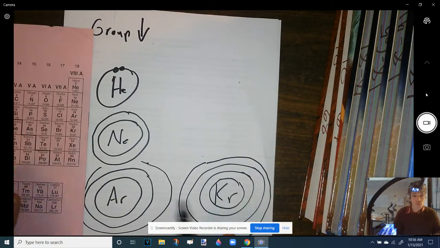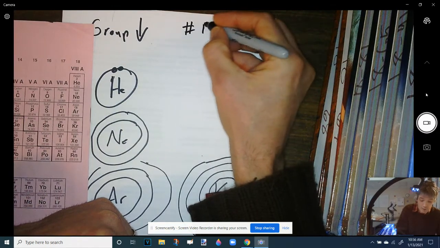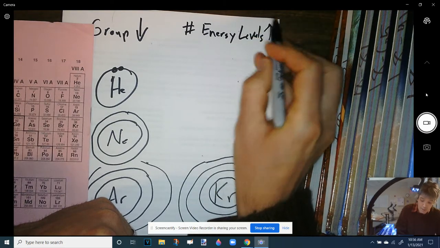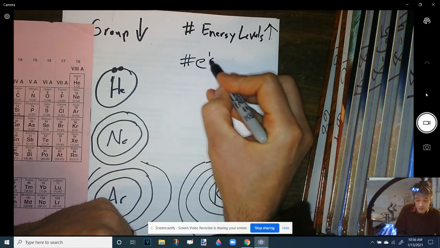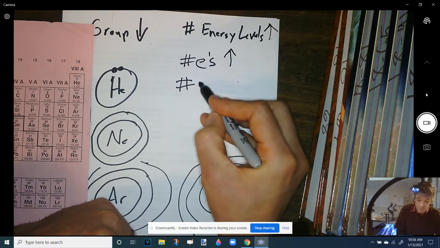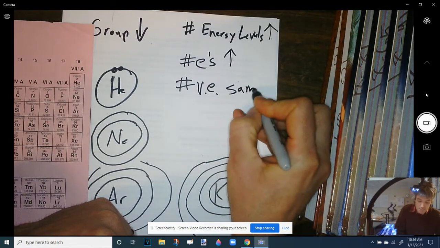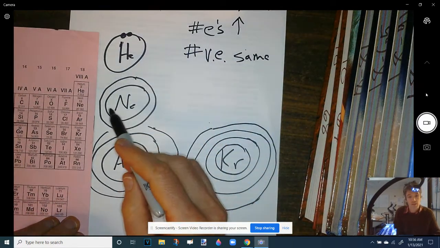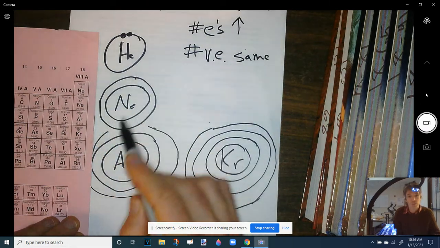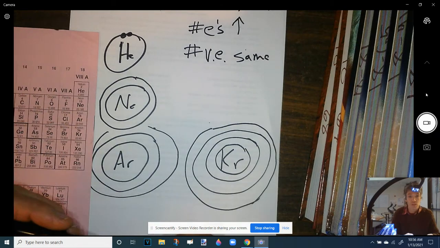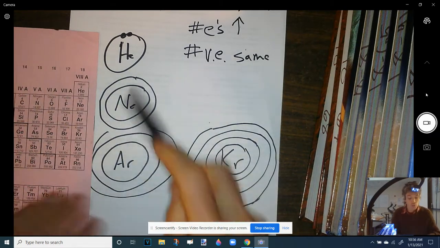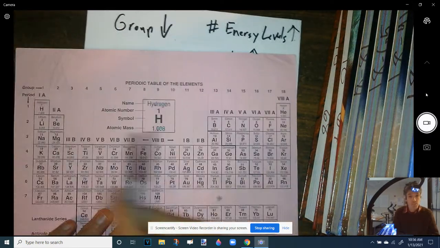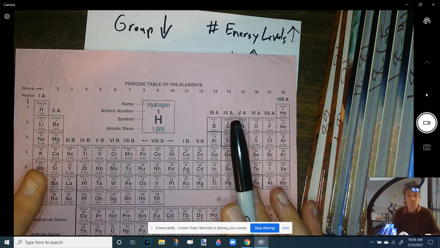So, as you go down a group, the number of energy levels goes up. The number of electrons goes up. The number of valence electrons stays the same. All of these elements, disregarding helium, which is an exception, have 8, but each one has a different number of layers, different number of energy levels. And that's the pattern. As you go down a group, the number of energy levels goes up. As you go across a period, the number of energy levels stays the same. All right?